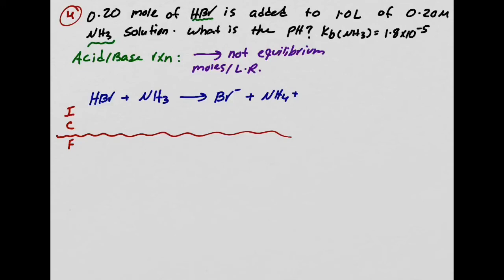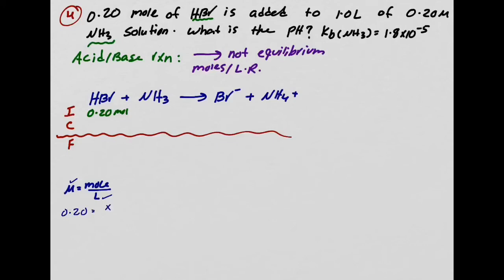Well, for HBr, I made it easy for you. Don't get used to it. I gave you the moles of HBr already. 0.20 moles of HBr. For ammonia, I don't give you the moles, but you can figure out the moles because what is molarity? Molarity is moles per liter, and I have the molarity of ammonia. You agree? I have the volume of ammonia, so I can just figure out the moles.